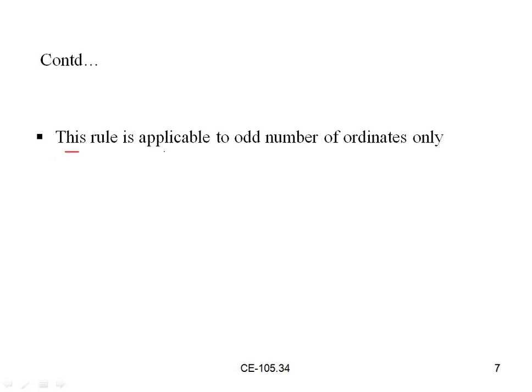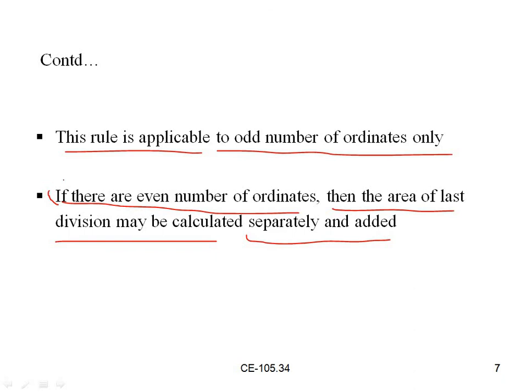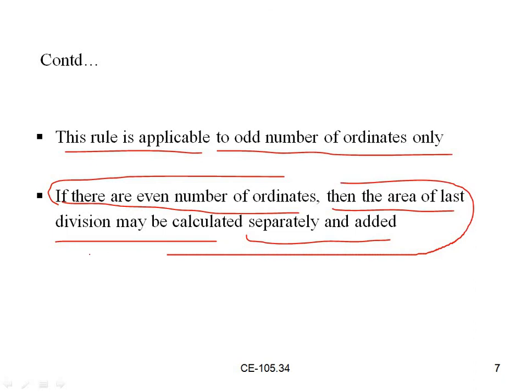So here, let us see, this rule is applicable to odd number of ordinates only. So if there are even number of ordinates, then the area of last division may be calculated separately and added.